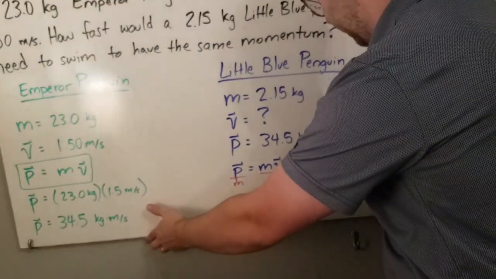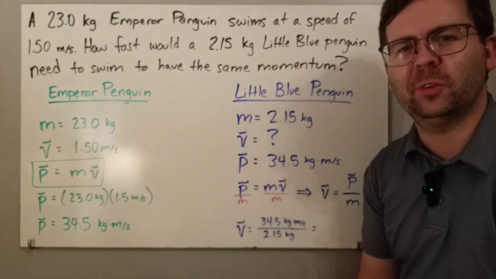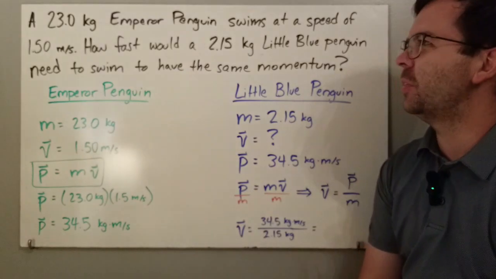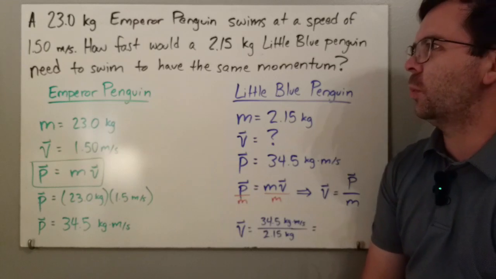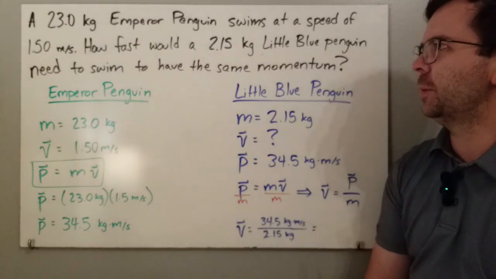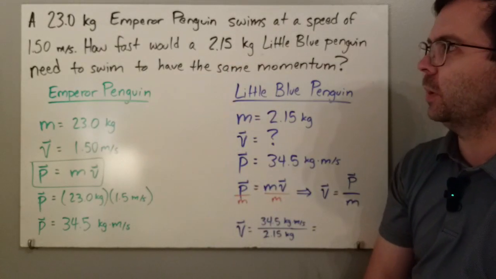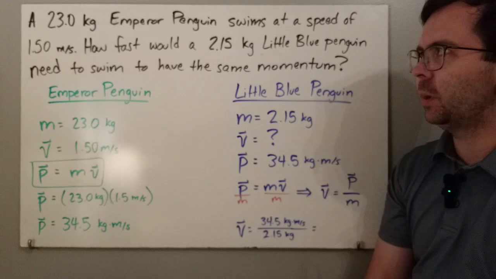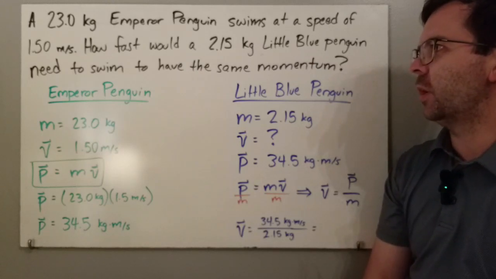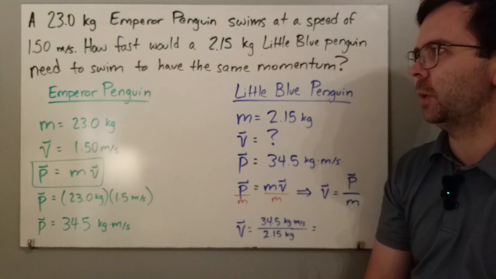And let's talk about one of the best animals that exist out there in the universe, and that is penguins. I love penguins. They're so cute. Let's say we have a 23 kilogram emperor penguin, and he swims at a speed of 1.50 meters per second. How fast would a 2.15 kilogram little blue penguin need to swim to have the same momentum? So we have a big penguin and a little penguin, and we want to know how fast the little penguin has to swim in order to keep up with the momentum of the big penguin.